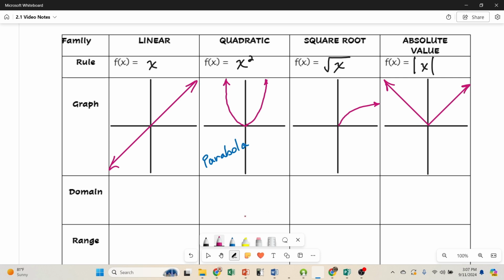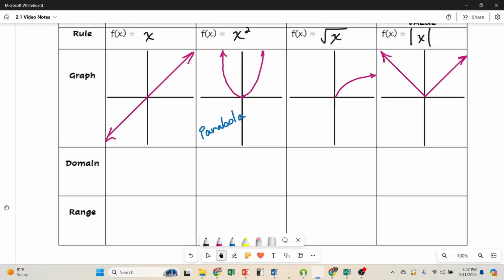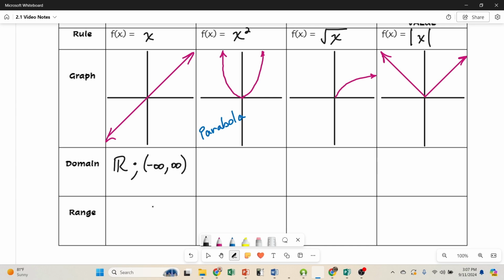Now, in looking at these graphs, we can come up with what the domain and the range of these functions are. So for linear functions, and we've talked about this, the domain is always all real numbers, and if we put this in interval notation, it looks like such, right? From negative infinity to positive infinity. The range is also all real numbers, and so again, in interval notation, we would end up with negative infinity to positive infinity.